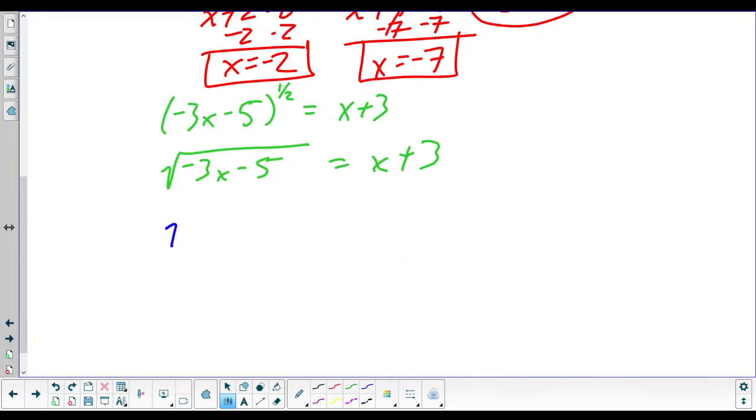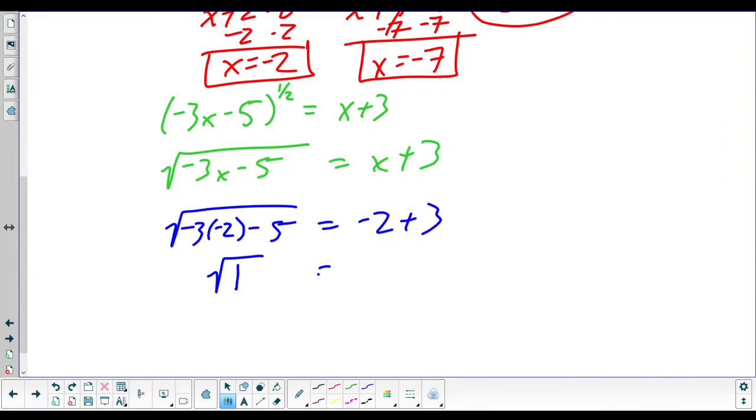We have the square root of negative 3 times negative 2 minus 5 equals negative 2 plus 3. Negative 3 times negative 2 is 6, and 6 minus 5 is 1. Square root of 1 equals negative 2 plus 3 is 1. The square root of 1 is 1. So this one works. x equals negative 2.